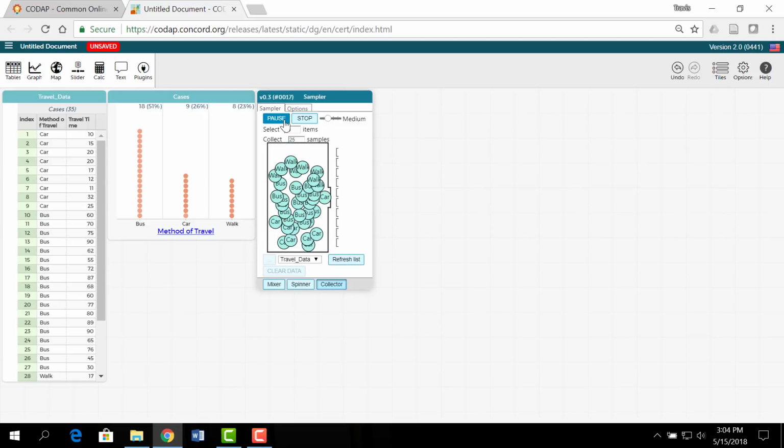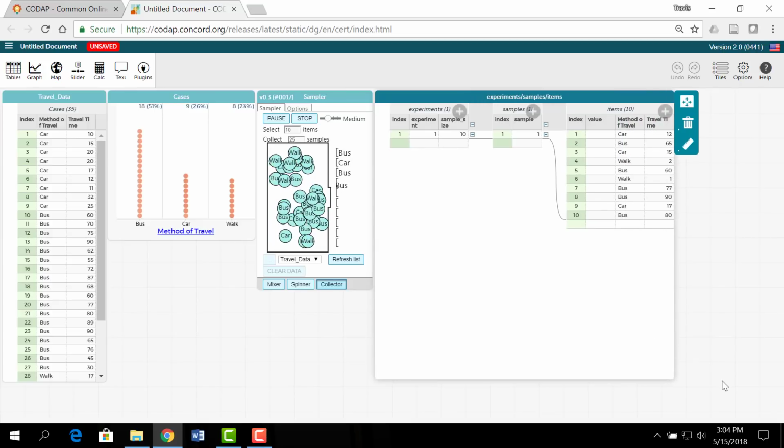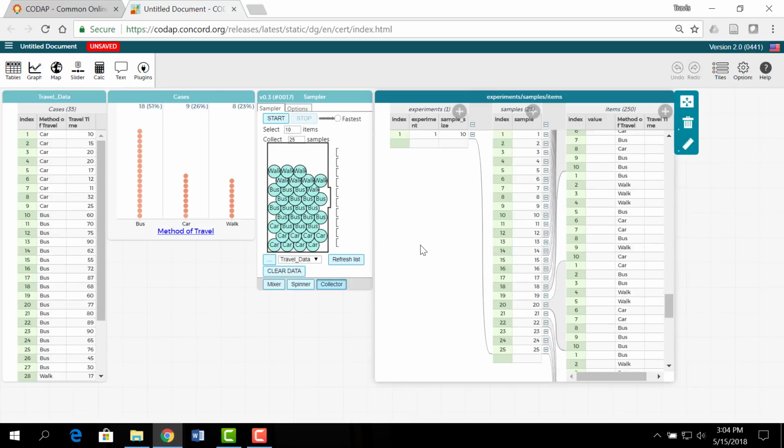We can start off kind of slow here. We're seeing car, walk, bus, walk, bus, bus, car, bus. That's one sample of 10 items. Now it's going to end up doing this 25 times, so clearly we're going to speed up a little bit because this could take quite a while.